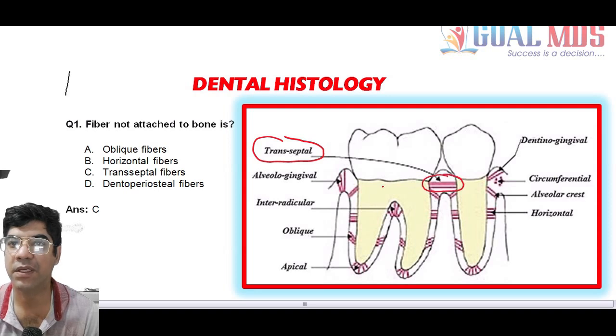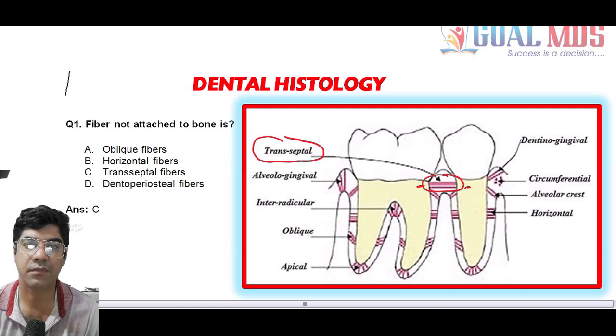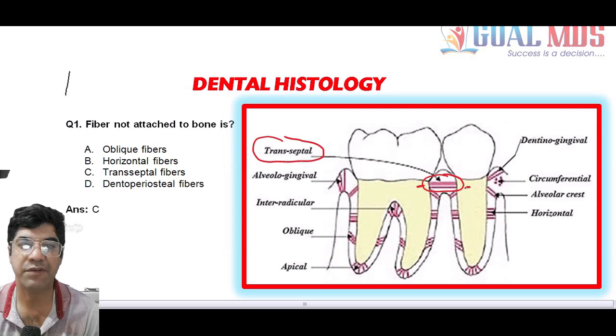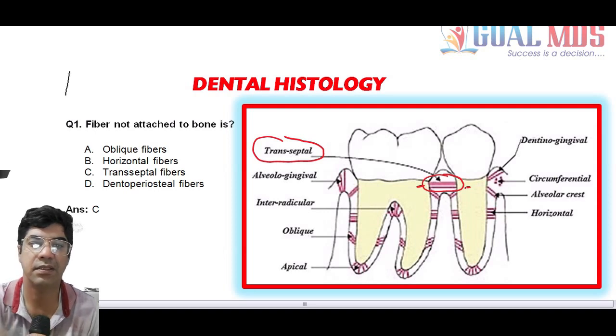They connect from the cementum of one tooth to the cementum of the other. So these fibers play a role in stabilizing the position of teeth within the dental arch.